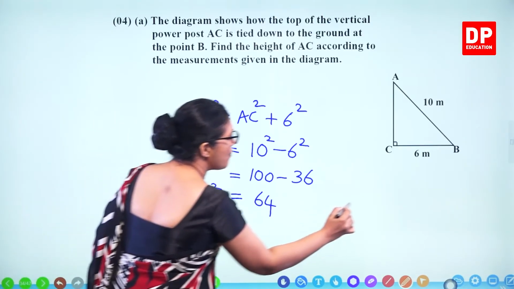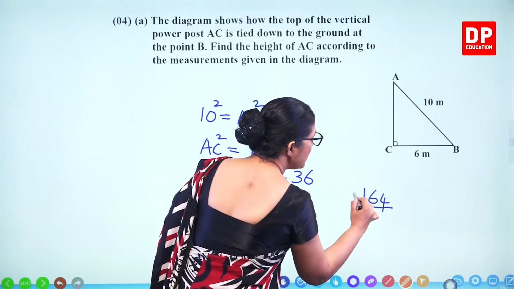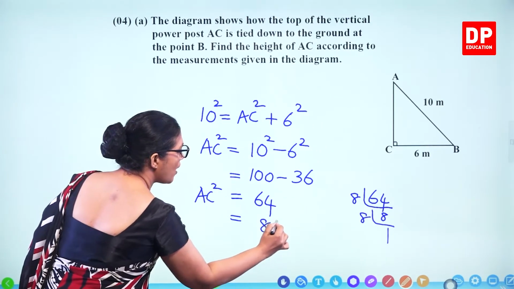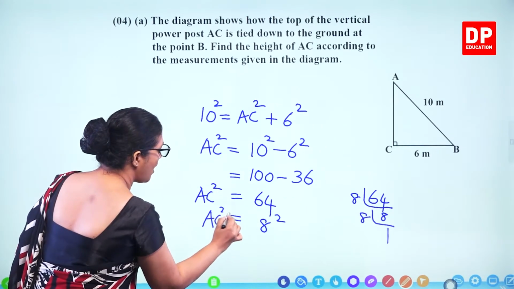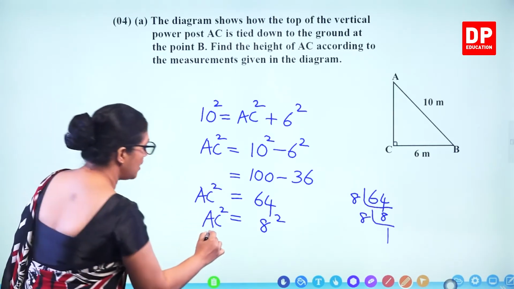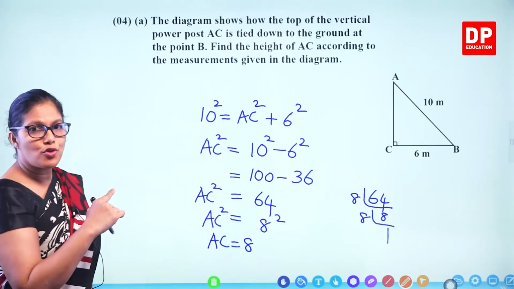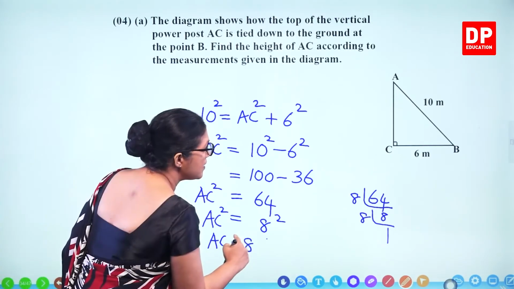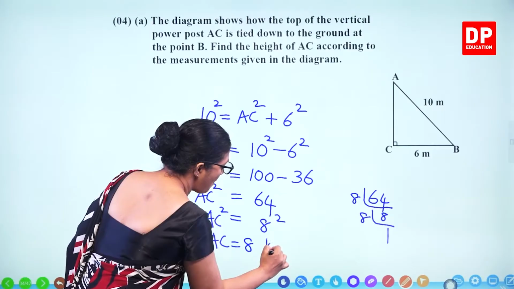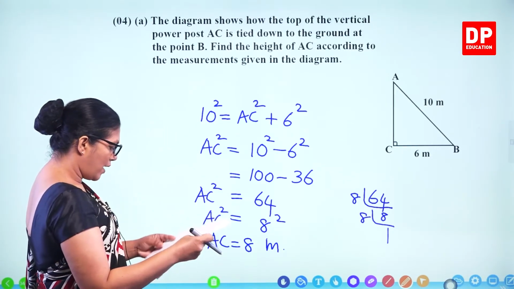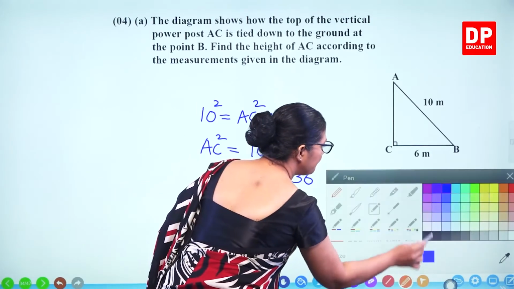So what's the square number for 64? 8 into 8. So 8 squared is AC squared. So what's the square root? AC equals 8, because the powers are the same, so you can equate the bases. AC equals 8 meters. So how many marks for 4A? 3 marks.